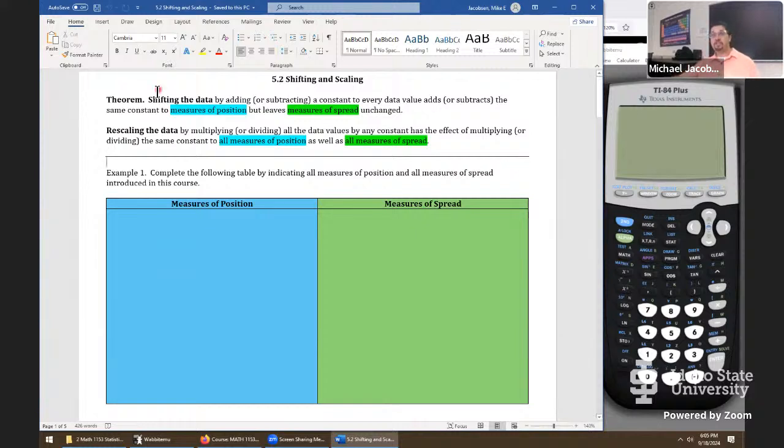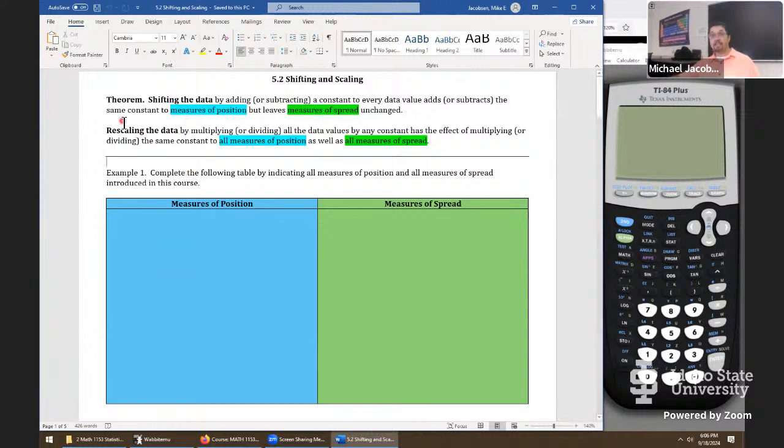So what do we mean by shifting the data? It means you take a data set, like the light bulbs with the 6 observations, and you add or subtract the same number to every single observation. Why would you do that? Well, maybe they found out their experiment was wrong. The light bulbs actually ran for 100 hours, but it wasn't recorded. They'd have to add 100 hours to all of the observations.